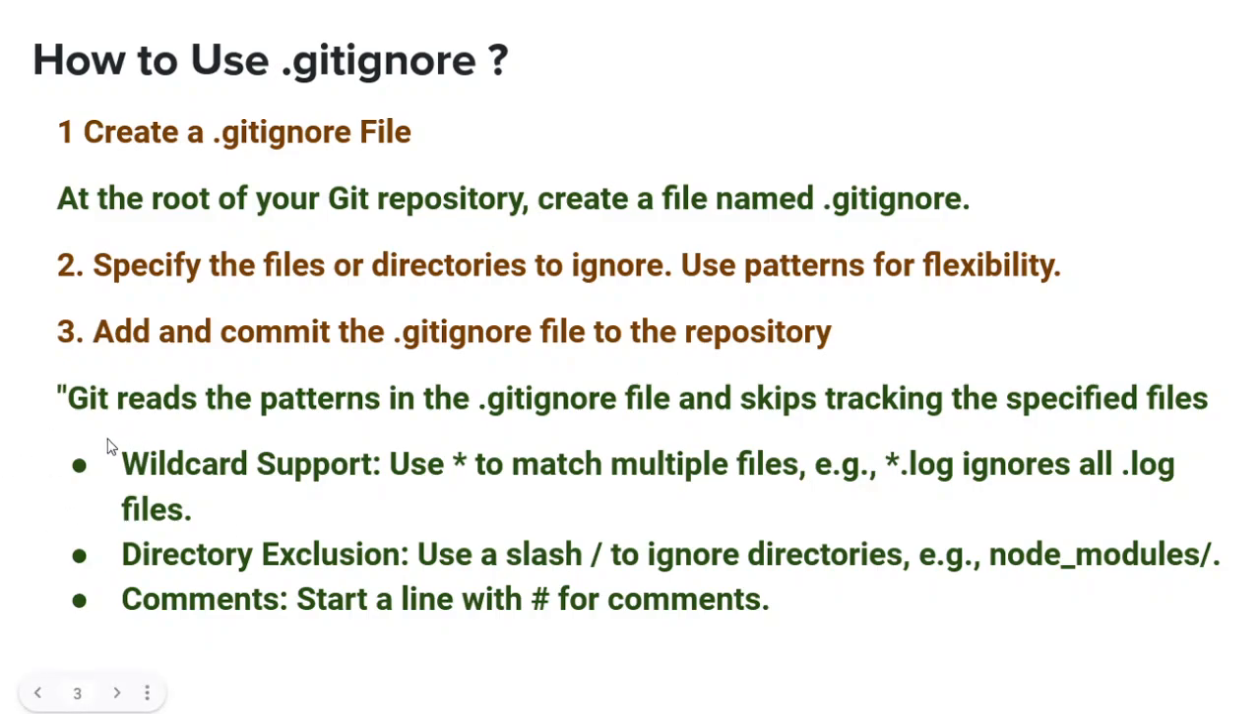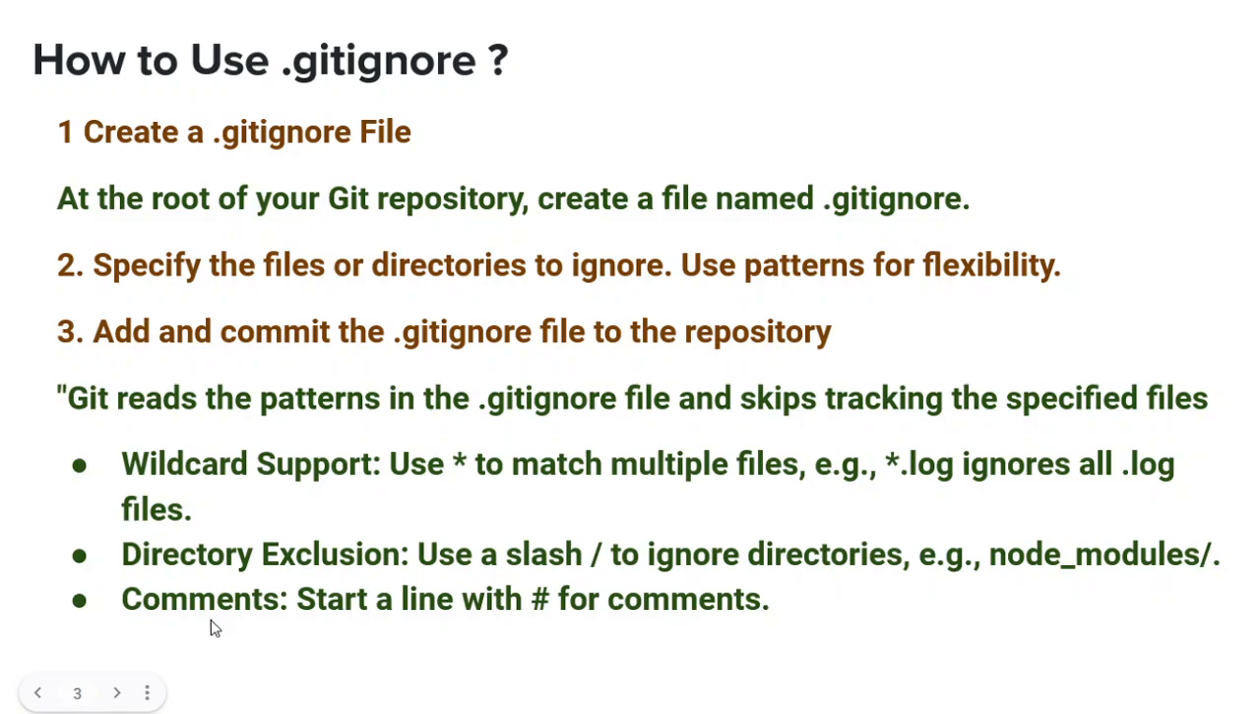So how it will work is Git will read the pattern in the .gitignore file and it will skip the tracking of those specified files. We can use wildcard support like star to match multiple files. For example, in the .gitignore file, if you specify *.log, it will ignore all .log files. It will not track any log file.